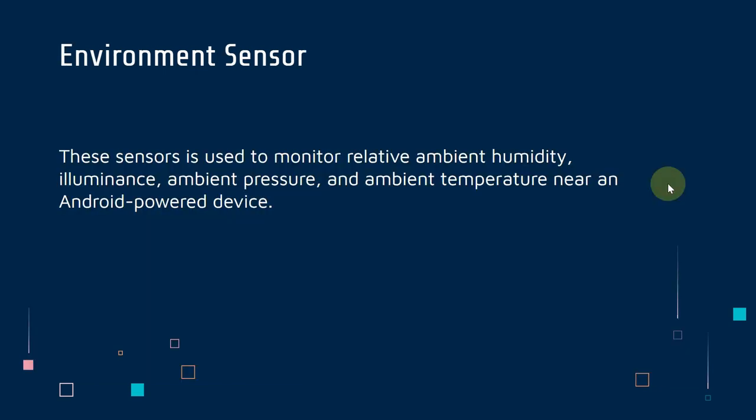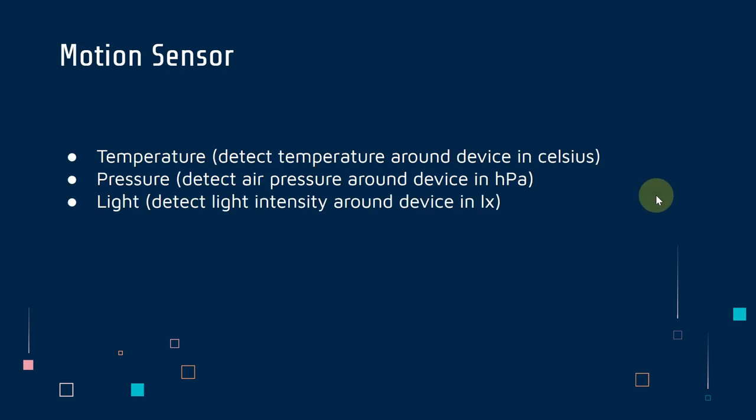Okay. And finally, we have an environment sensor. Not all smartphones have this environment sensor. This sensor is used to monitor ambient humidity, illuminance, ambient pressure, ambient temperature, and anything else that surrounds the Android device. So, for example, it has temperature sensors that can detect the temperature in Celsius, pressure sensors to detect the air pressure around the device, and light sensors to detect the light intensity around the device in lumens.